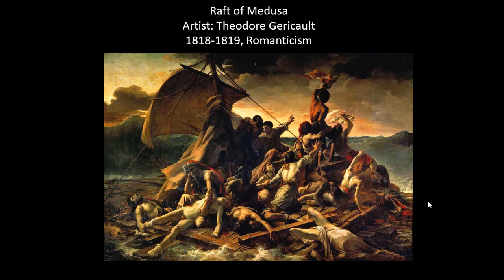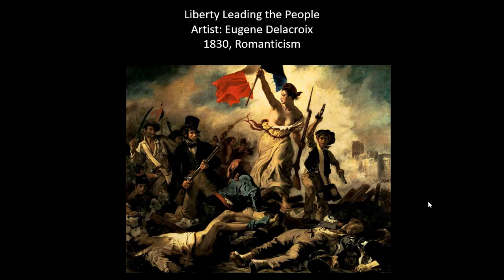Let's look at another example. Another amazing, another dramatic painting, this by the artist Eugene Delacroix, Liberty Leading the People. Another dramatic retelling of a historical event. This event was the French Revolution of the 1830s. Now, I am not talking about the French Revolution that we talked about in the context of Neoclassicism. That was the French Revolution of 1789.